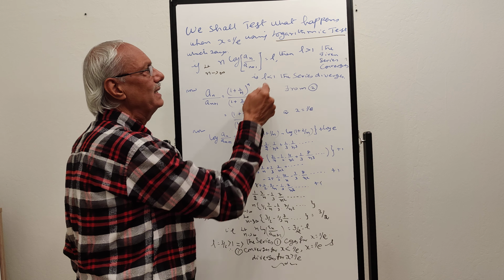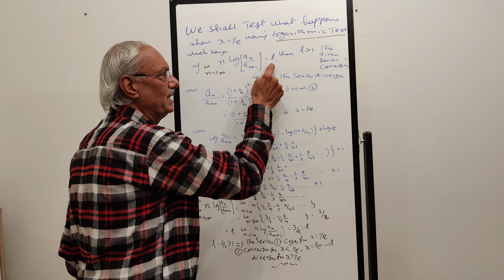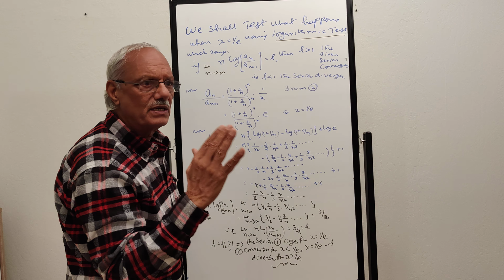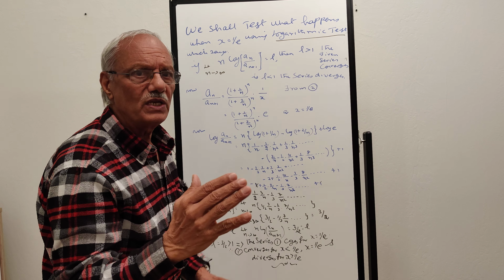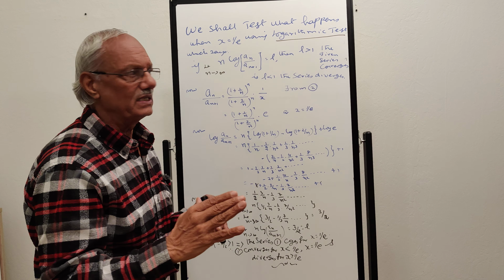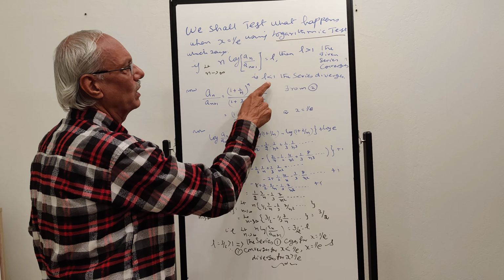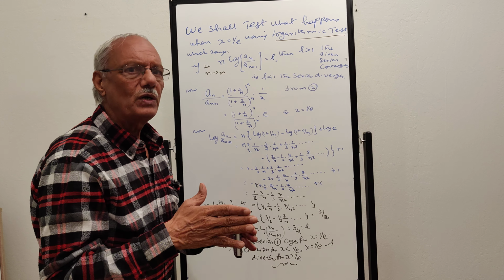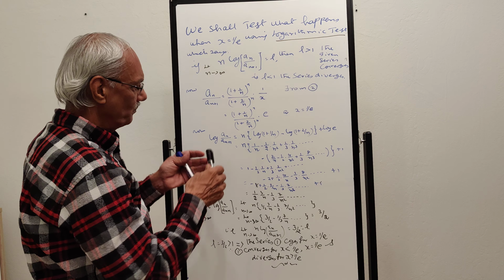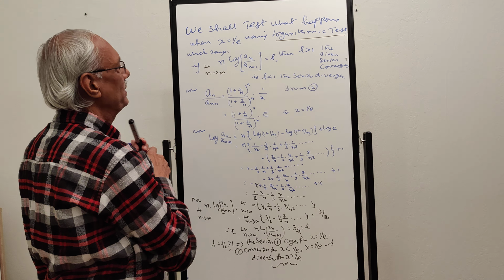If you find that it tends to a finite limit L, and if L happens to be greater than 1, the series that you have taken is a convergent series. If L is less than 1, the series diverges, or it is a divergent series. So this is my logarithmic test.